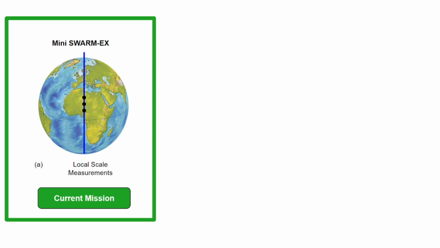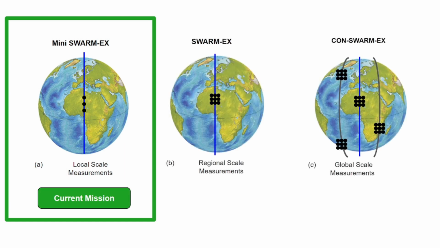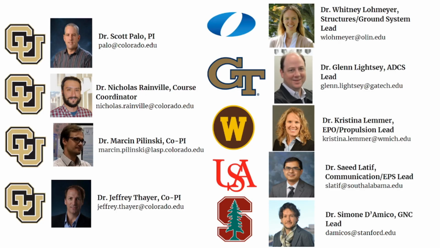The string of pearls formation, illustrated here, will eventually scale up to dozens of large swarms operating at various altitudes and in different orbital planes to solve other open questions in aeronomy. The SWARM-EX team spans 6 institutions across the country. The mission is student-led and supervised by faculty at each institution to allow students to flourish in their respective subsystems.